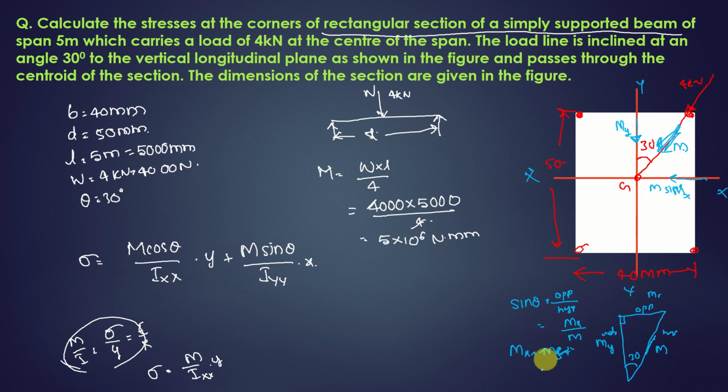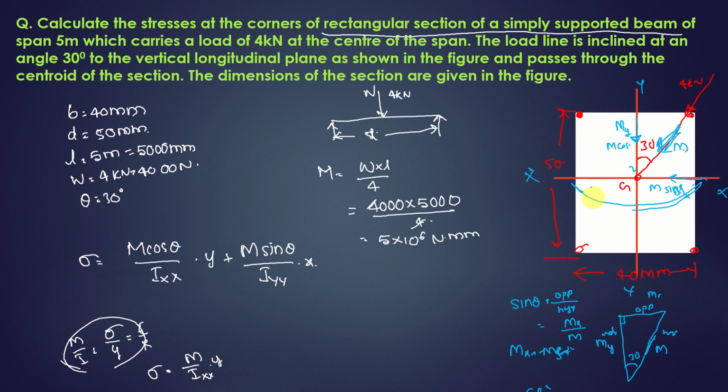And if you take cos theta, that is adjacent side by hypotenuse, so you will get it as M cos theta. That we have already seen. So M cos theta is here. M cos theta is acting in this way, and it is trying to bend the beam like this. The bending profile may be like this. That means it is bending about the x-axis.